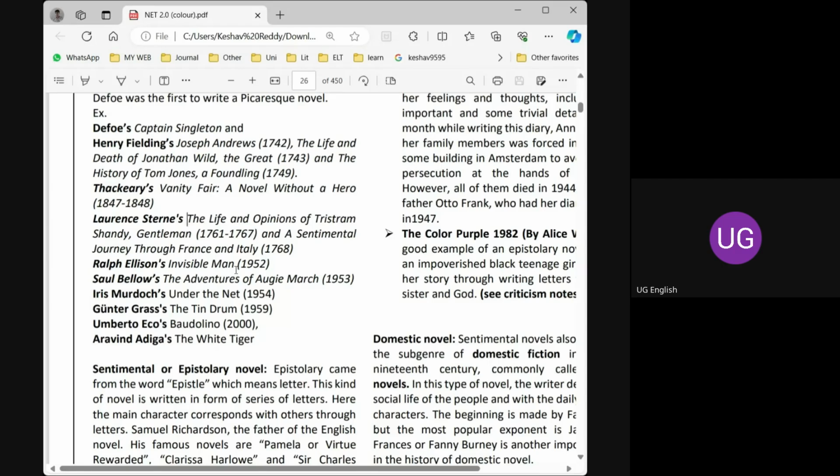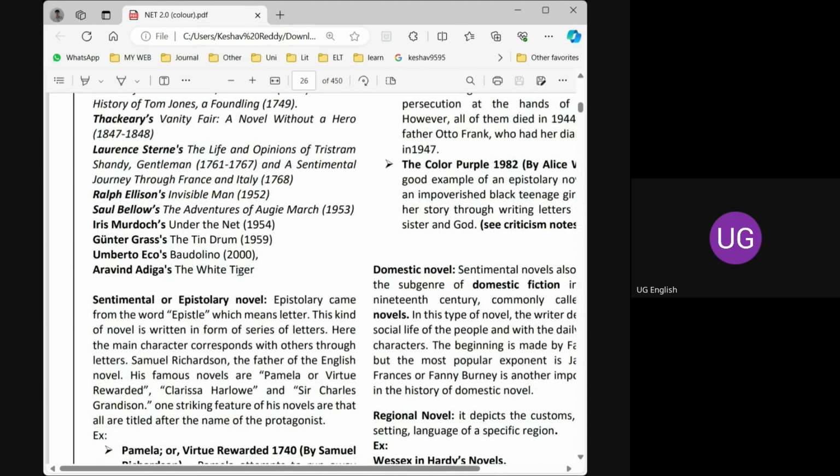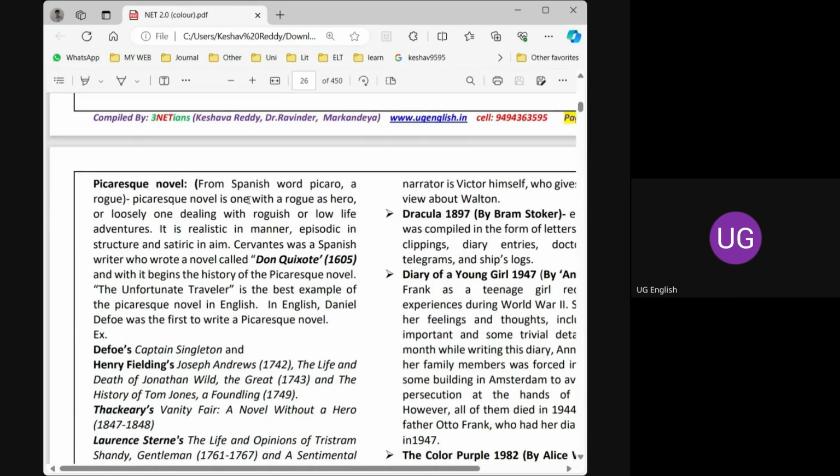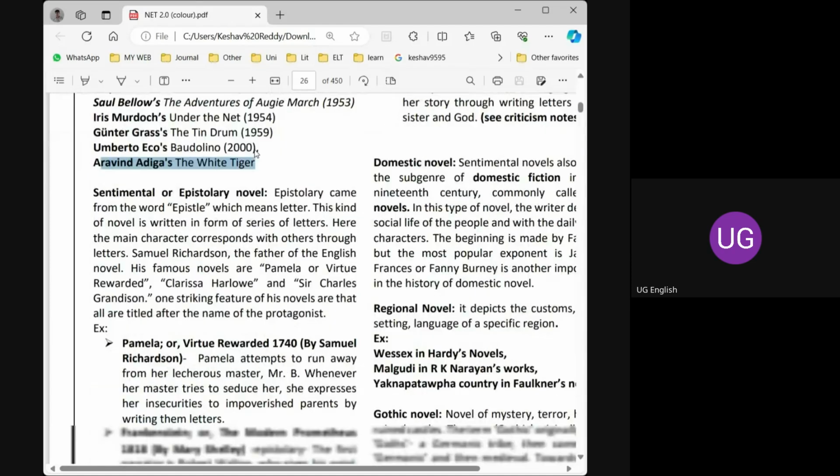A very unconventional, experimental novel. And even Ralph Ellison's Invisible Man, and The Adventures of Augie March. Adventures, in the sense, simply, it's the adventures of a rogue. Under the Net, The Tin Drum, The White Tiger by Aravind Adiga, a Booker Prize winner. All these are based on the picaro, the rogue, the journey, the adventures of a picaro.